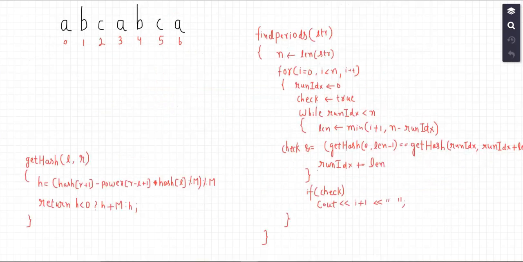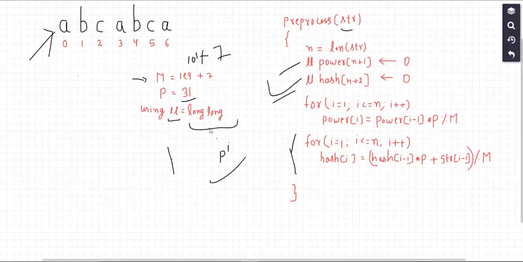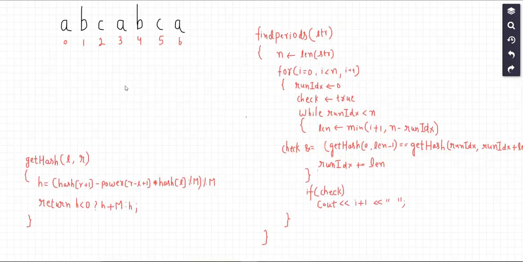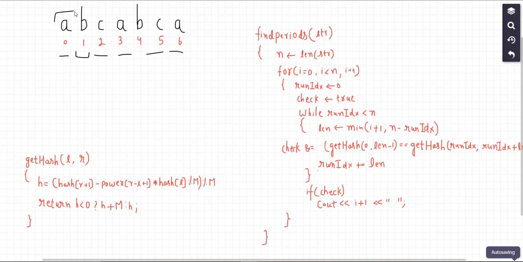And the next function is find periods, the main function. The approach to solve this problem is simple. I take the hash of the prefixes one by one. The first prefix is of length 1. I take the hash of this, and then I try to match the hash of the prefix with the substrings of the rest of the string that are of the same length as the length of the prefix that I have chosen. So that's the approach.